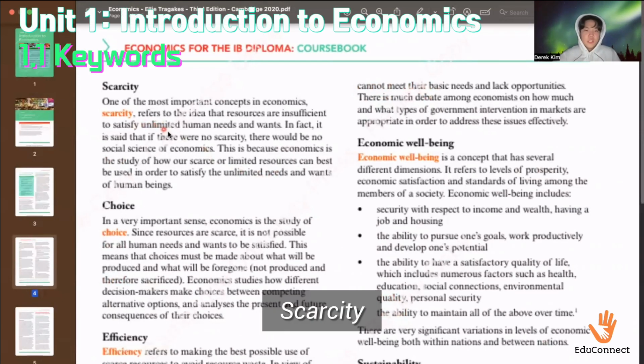So first, we'll start with scarcity. One of the most important concepts in economics. Scarcity refers to the idea that resources are insufficient to satisfy unlimited human needs and wants. This is a very important point that everyone needs to make at this point of the lesson.